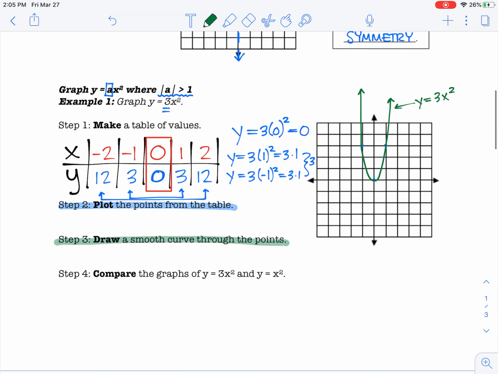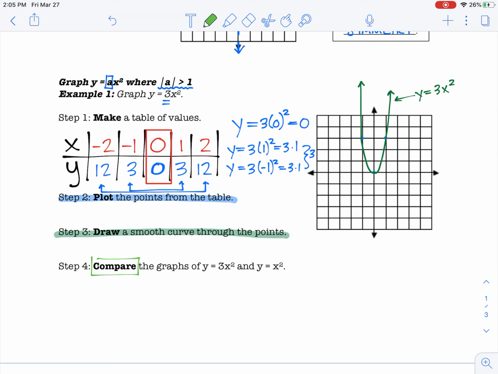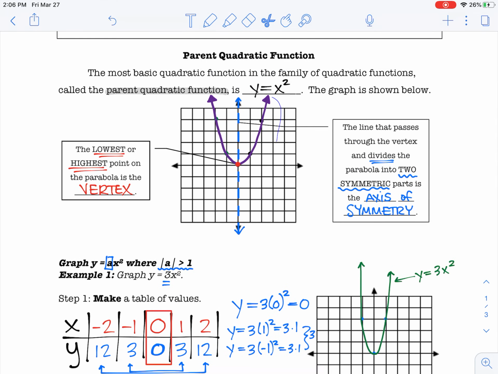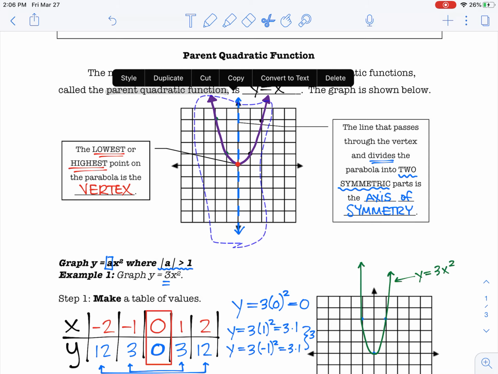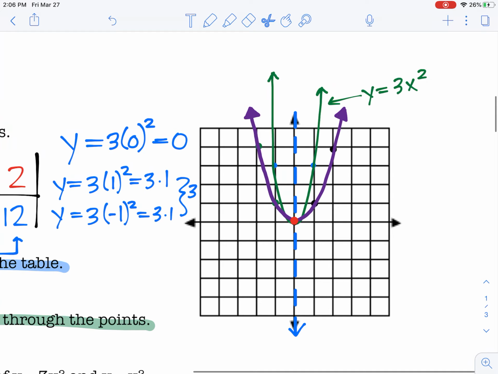So now our last step here is to compare this to the parent function. So what I'm going to do is I'm actually going to copy and paste this on. And if you're not on Notability, don't worry about this. You can just kind of look in here and we can write down what our comparison is. But I'm going to paste this on so that we can compare it. So the green graph is the graph we just got done, and the purple is our parent function.